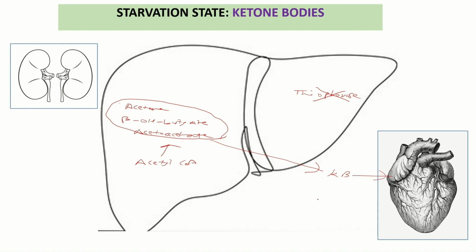They then enter these tissues, and will be converted back to acetyl coenzyme A, to derive energy. Even the brain tissues during prolonged starvation utilize ketone bodies for survival, when glucose is too low.